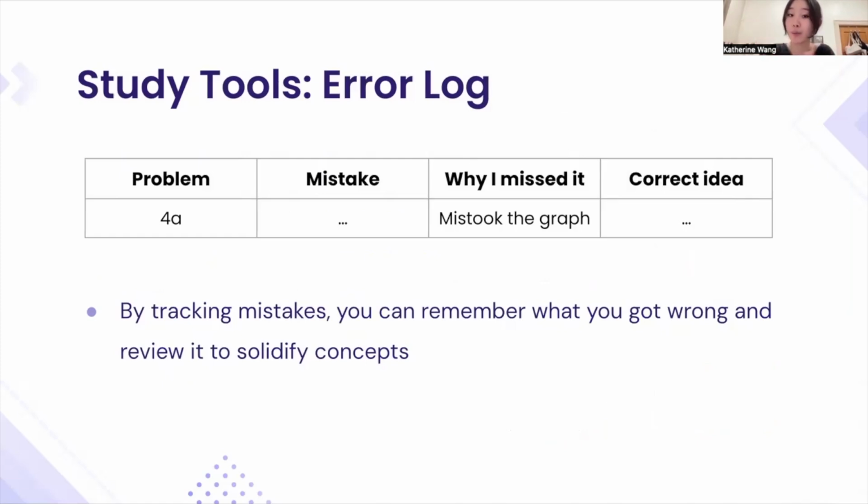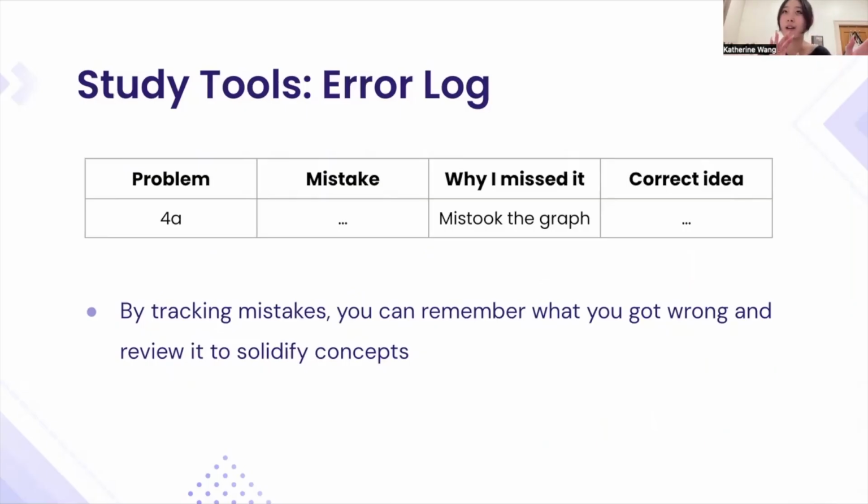So this is an example of an error log. Basically, you would write down your problem, the specific mistake, and then, really important, why you missed it. For example, did you miss it because you simply didn't know the information, or did you misread the question? Did you understand this mechanism wrong? Did you mistake the graph for something else? And it's really helpful to write this down so you know not to do it in the future. And then the correct answer.